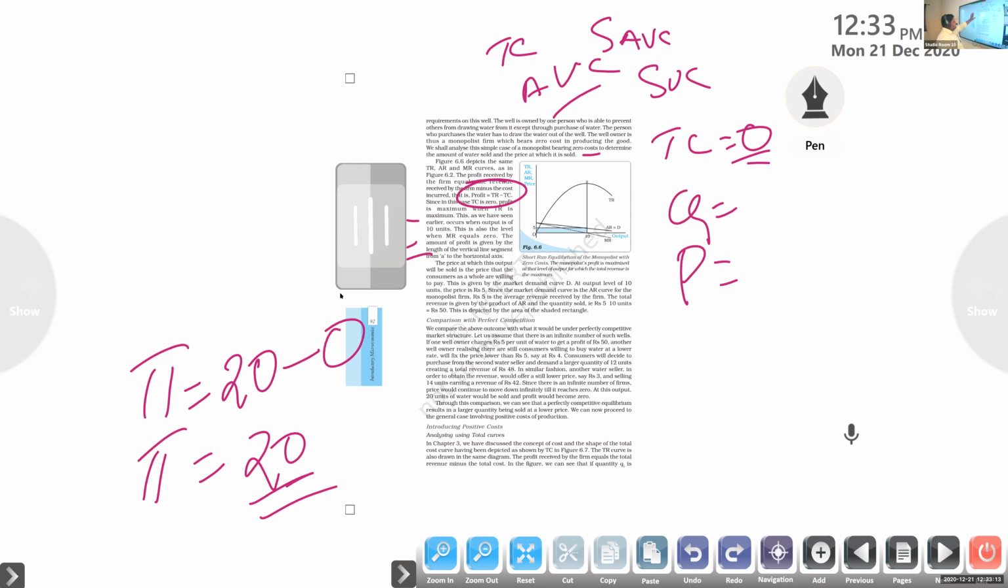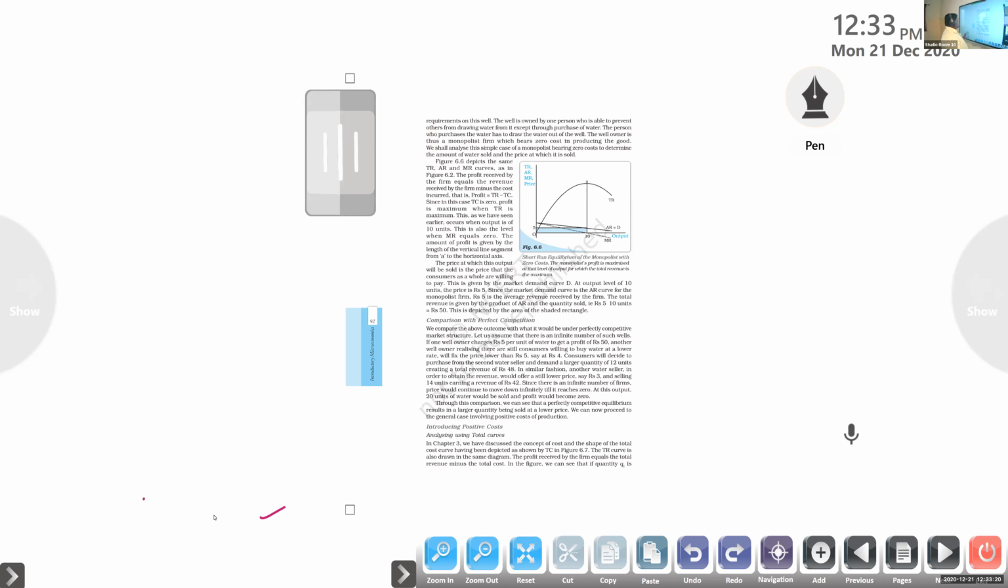Understand that. In this case, TC is zero. Profit is maximum when TR is maximum. So he's selling that for 20 rupees per bucket. That is the total revenue, maximum profit. 100 rupees per bucket, 100 rupees is the TR, so maximum revenue.